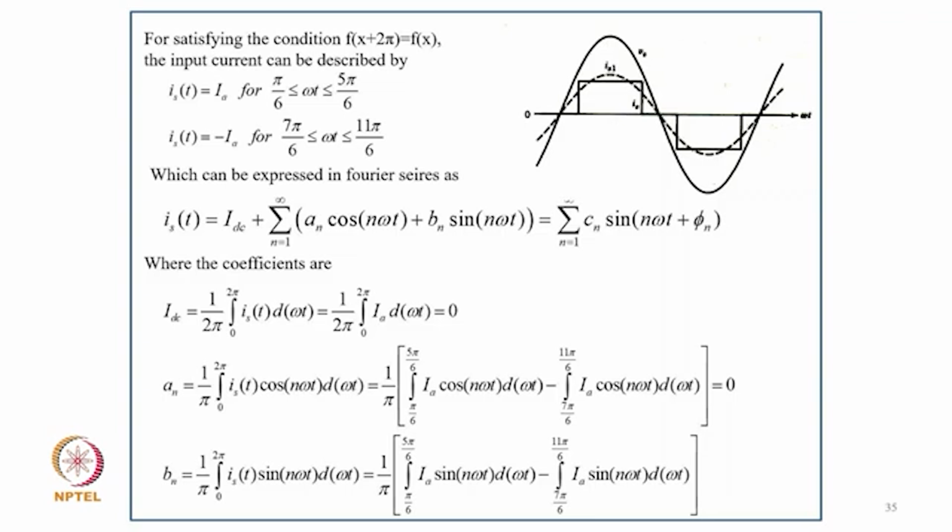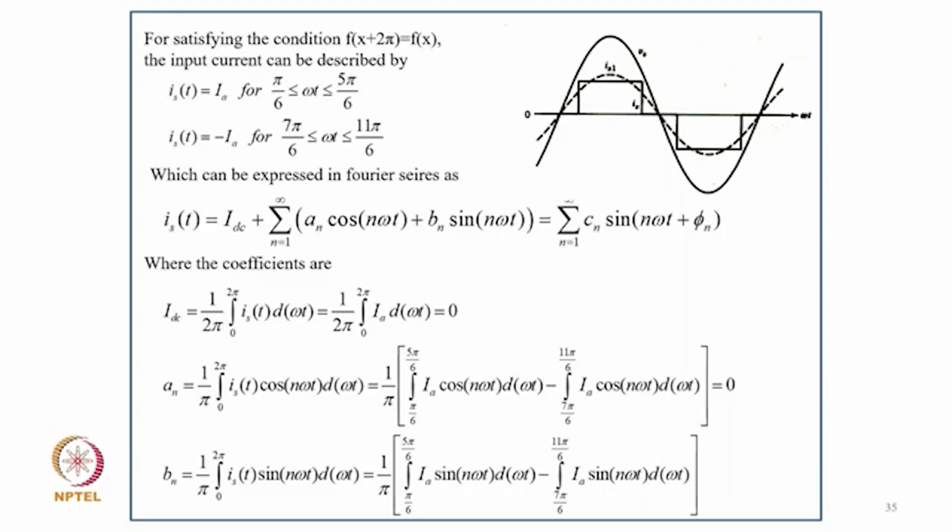For satisfying the condition f(x plus 2 pi) equal to f(x), the input current can be described as Is equal to Ia from pi by 6 to 5 pi by 6, and Is equal to minus Ia from 7 pi by 6 to 11 pi by 6, for 120 degrees in positive half cycle and 120 degrees in negative half cycle, which can be expressed in Fourier series: Is equal to IDC plus sum from n equal to 1 to infinity of (An cos n omega t plus Bn sin n omega t), equal to sum of Cn sin (n omega t plus phi n), where the coefficients are IDC equal to 1 upon 2 pi ∫ from 0 to 2 pi Is d omega t, or 1 upon 2 pi ∫ Ia d omega t equal to 0.